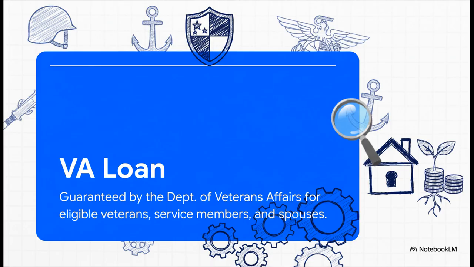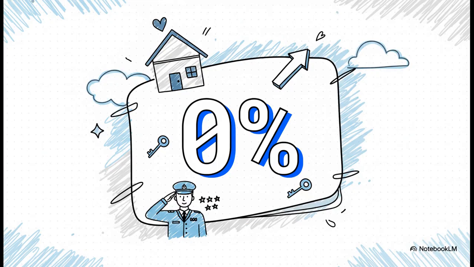Next up is the VA loan. And honestly, this is just an incredible benefit that people earn through their military service. The Department of Veterans Affairs gives a guarantee to the lender, and that guarantee unlocks some seriously amazing features for folks who are eligible. And this right here, this is the most powerful feature of all.